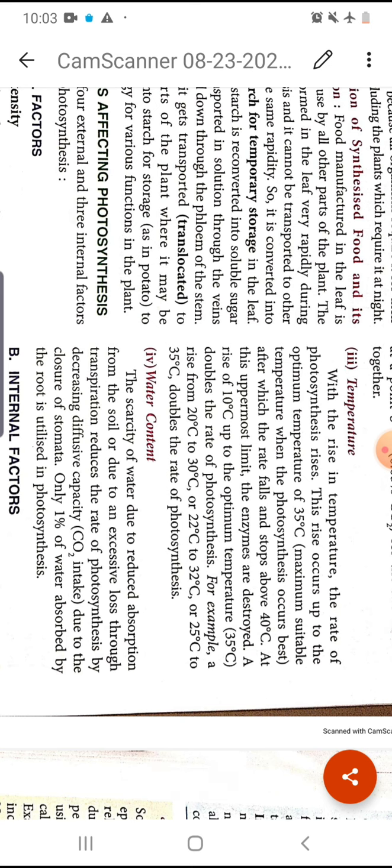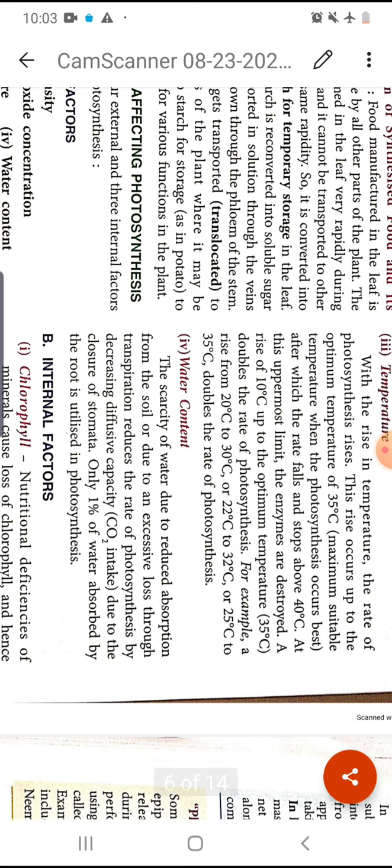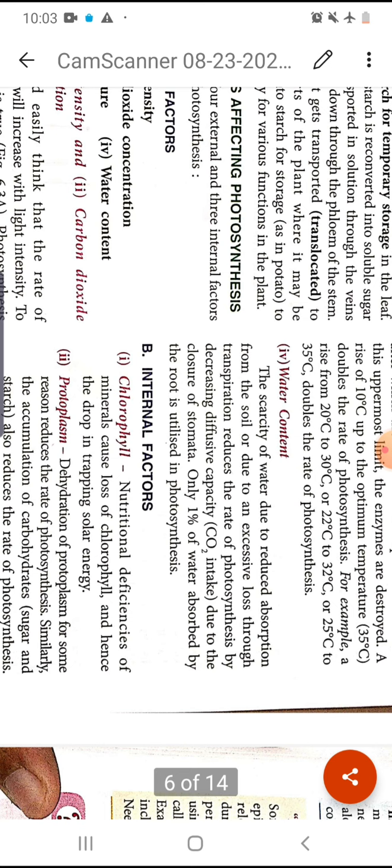Now the temperature. When the temperature rises, the rate of photosynthesis also rises. The rise occurs up to the temperature of 35 degrees Celsius. Okay, and if it exceeds 35 degrees, or if it exceeds 40 degrees Celsius, then the photosynthesis rate will decrease. And water content: the scarcity of water due to reduced absorption of water from the soil, or due to excessive loss through transpiration, will reduce the rate of photosynthesis.